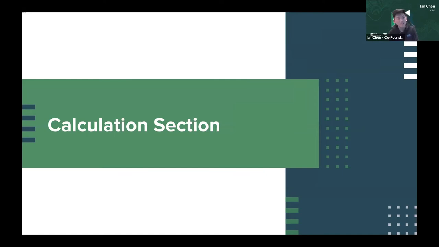We will now be beginning the calculator section. As a reminder, during this calculation section, there are 5 questions in total. Each question is worth 5 points, and no points will be deducted for incorrect answers. The timer for the question has also been extended to 2 minutes.